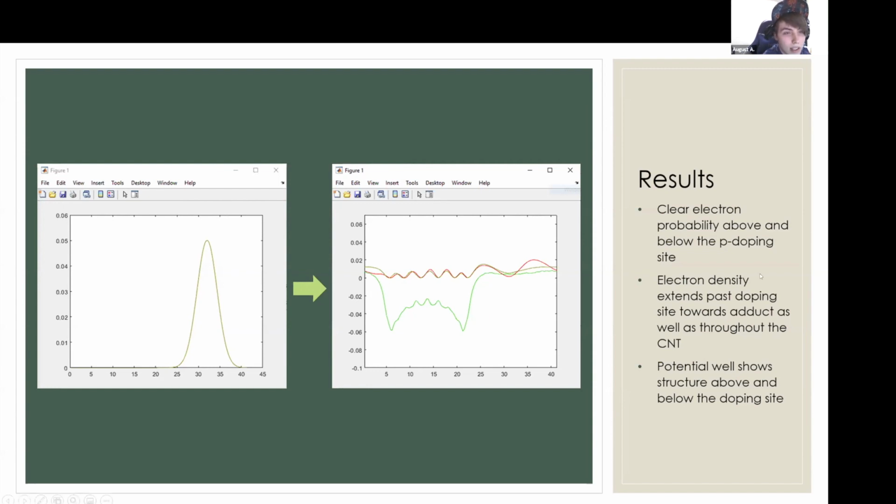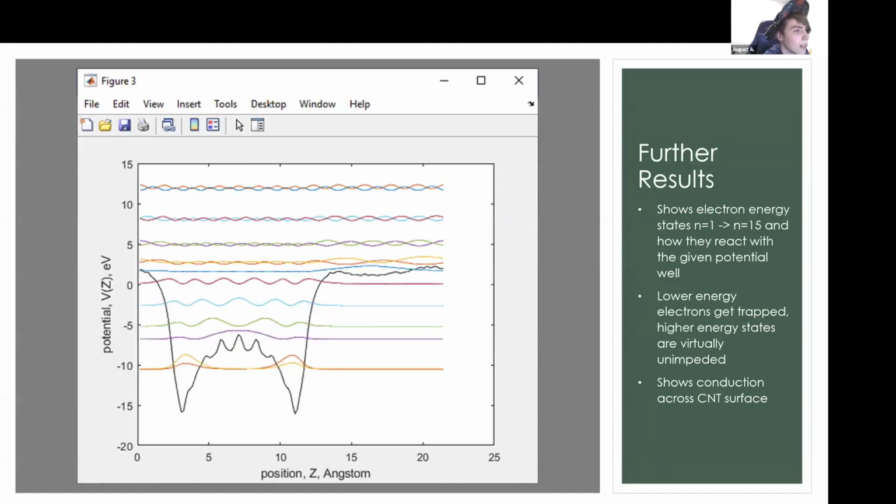The electron density extends past the doping site towards the adduct, as well as throughout the CNT. This right side is showing the side that's actually going towards the adduct. And you still see some amount of electron density over in that region because it is obviously trying to grab the hydrogen off of the CNT. Potential well shows structure above and below the doping site.